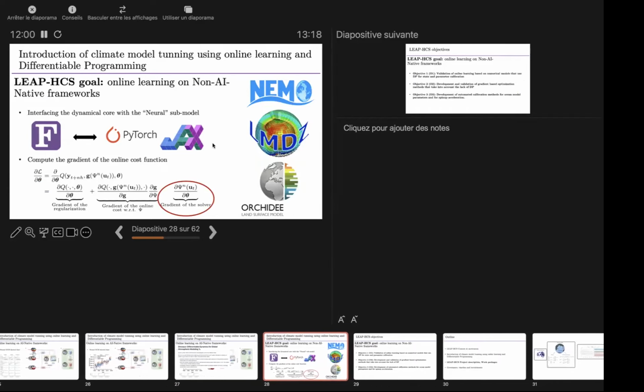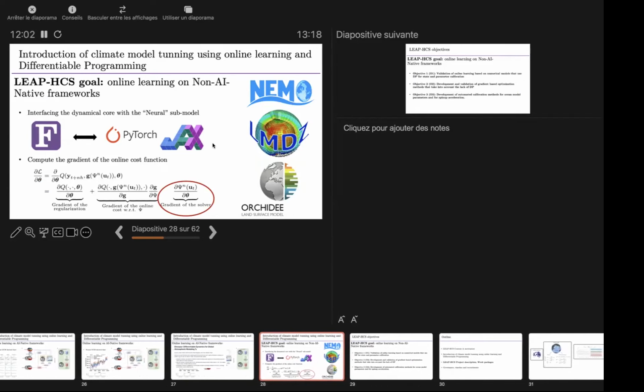So what we propose in LEAP-HCS instead is to design gradient-based optimization methods that would allow us to solve online learning problems, pretty much similar to what NeuralGCM did, but with some extra challenges that we need to care about because we are working on actual climate models and actual climate model components.